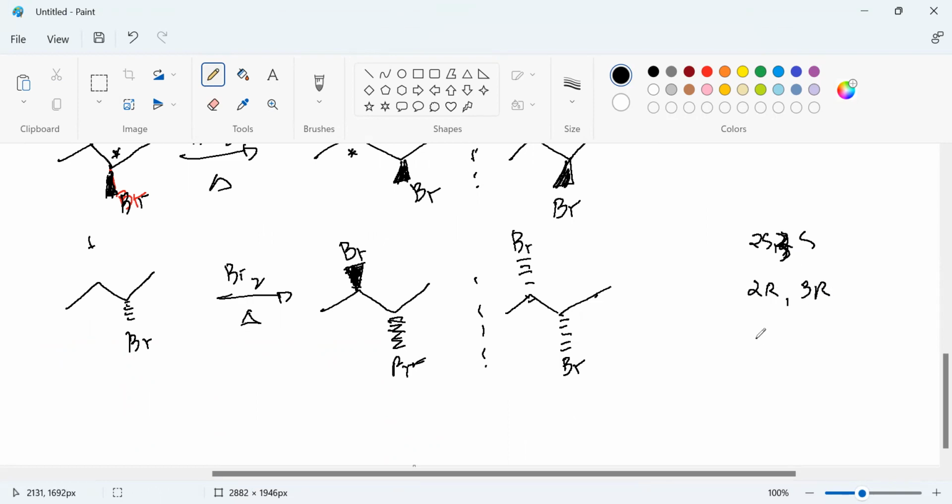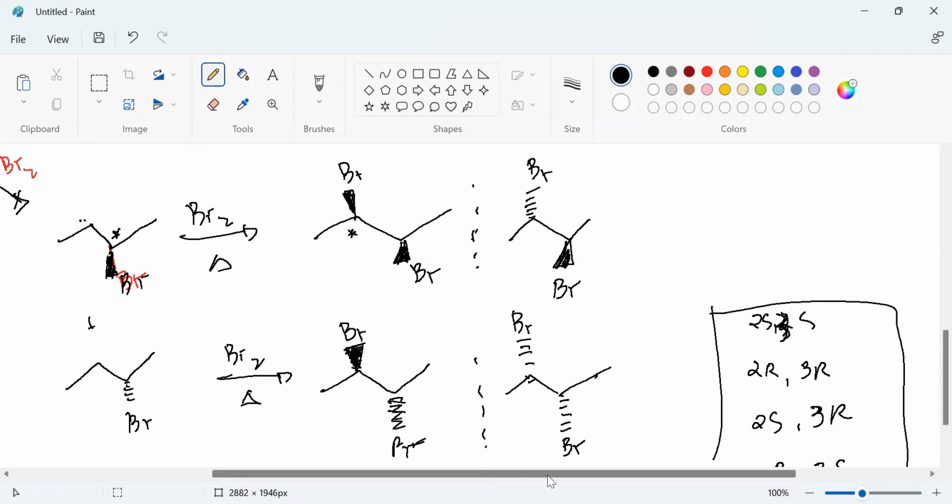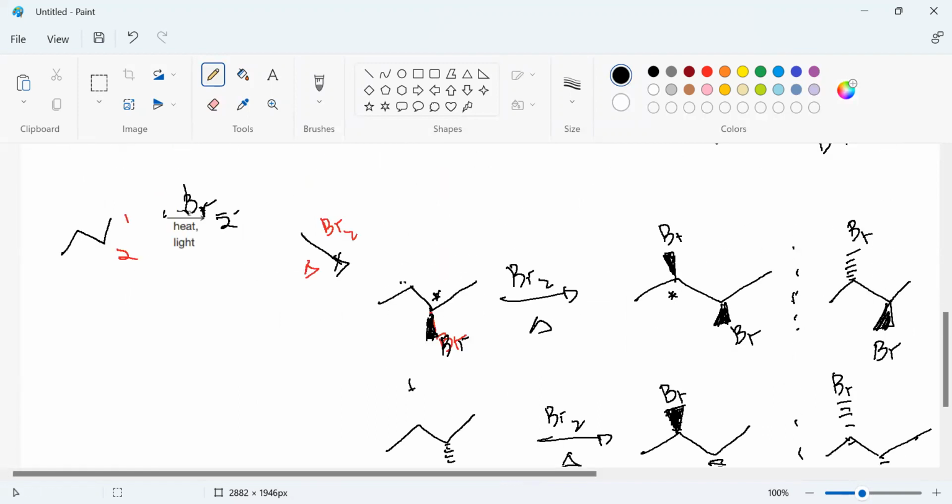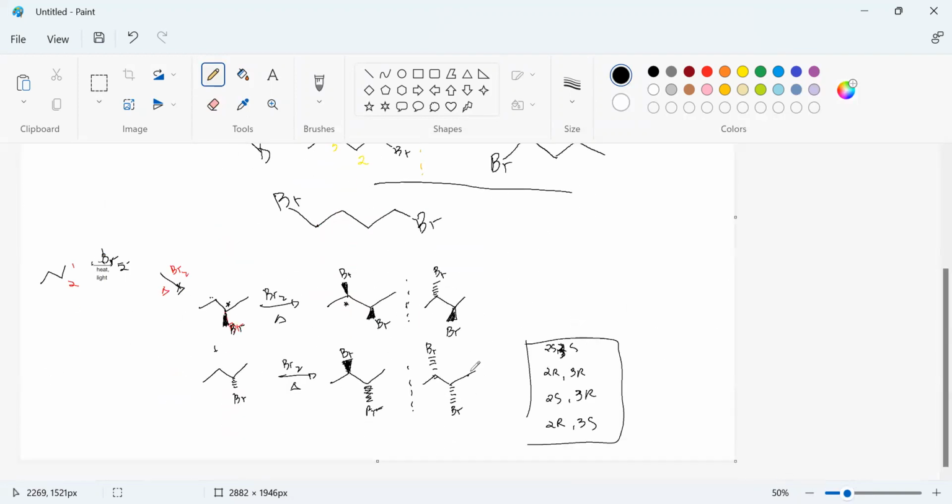You can have your 2S, 3R, and you can have your 2S, 3S, 2R, 3R, and then you have SS, RR, 2R, 3S, right? So there are two chiral centers. You expect to have 4 stereoisomers for that reaction, right? So what else? Can you think of any other product for this?